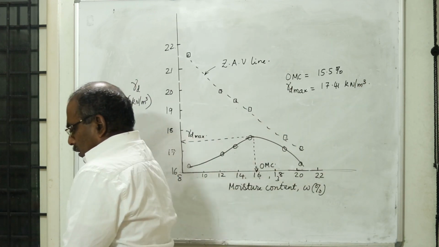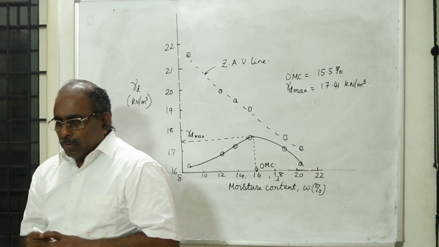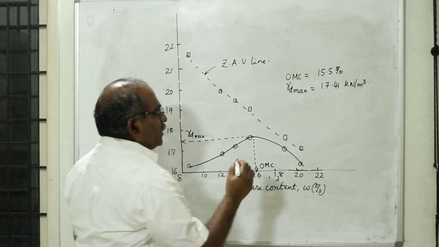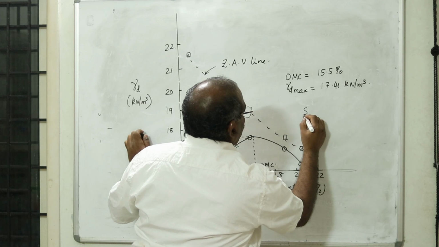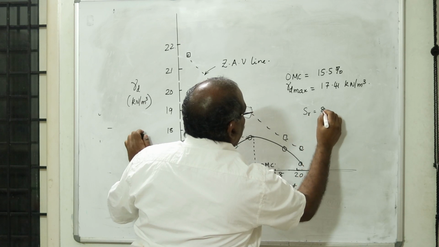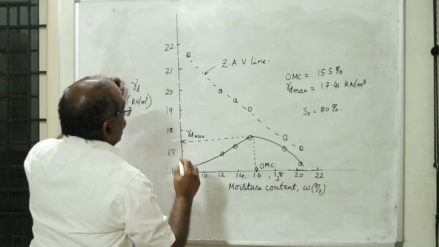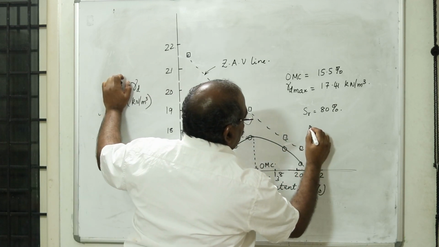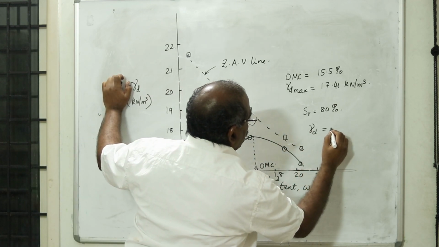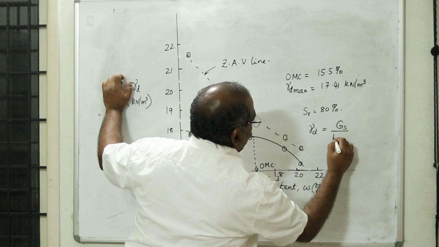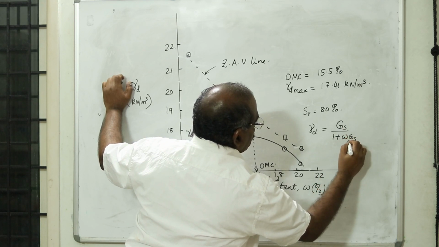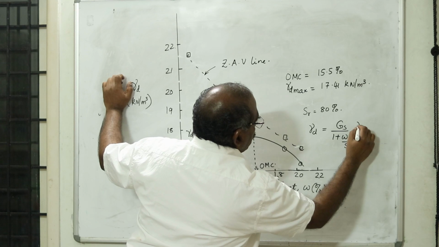Students, this is how we are going to do it. Now they may ask you to plot the 80% saturation line. Then what you need to do in the calculation is, unit weight is equal to Gs by 1 plus w Gs by Sr, into gamma w.